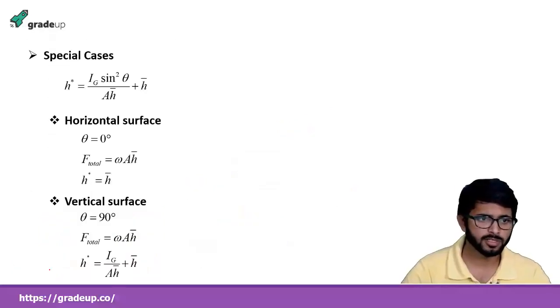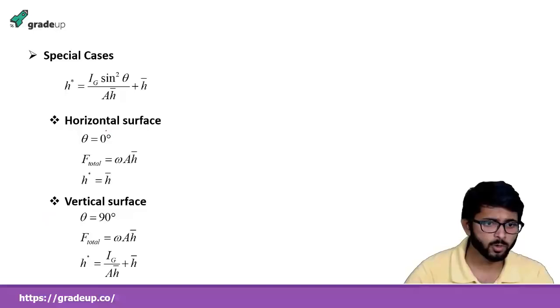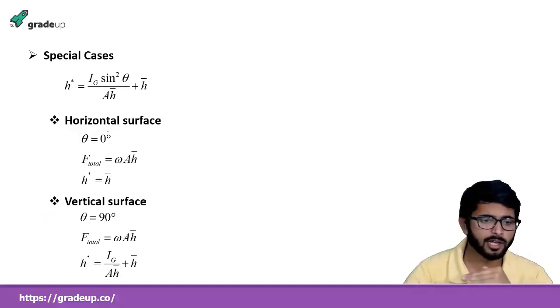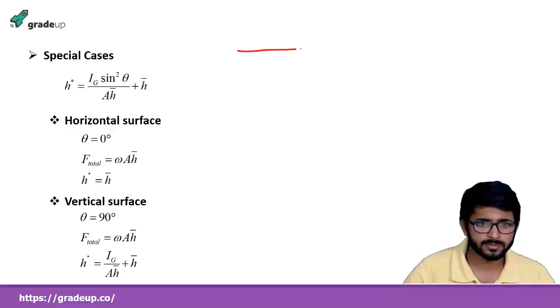Okay, now moving on. The special cases: there are two cases, the horizontal surface, and I have to talk about the vertical plane. Now if the angle theta is 0 degrees, so this is the surface, here the plate is at angle theta.